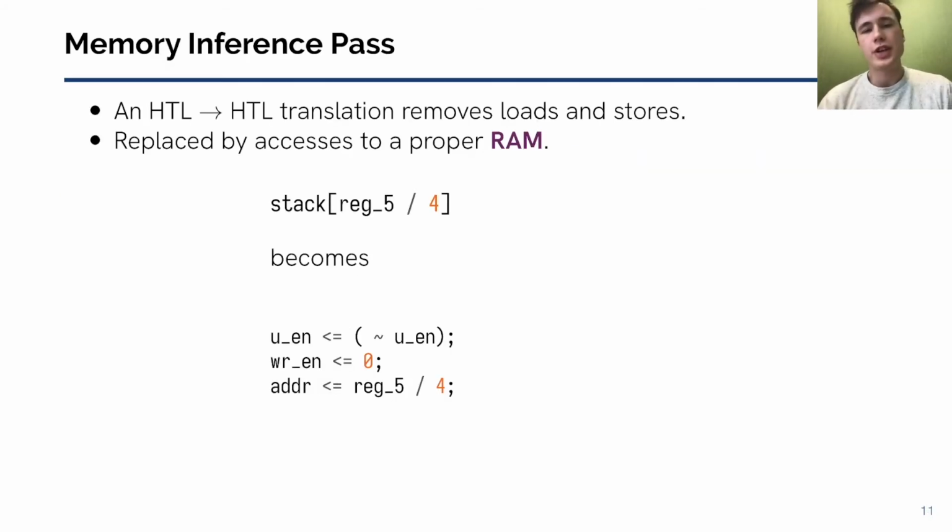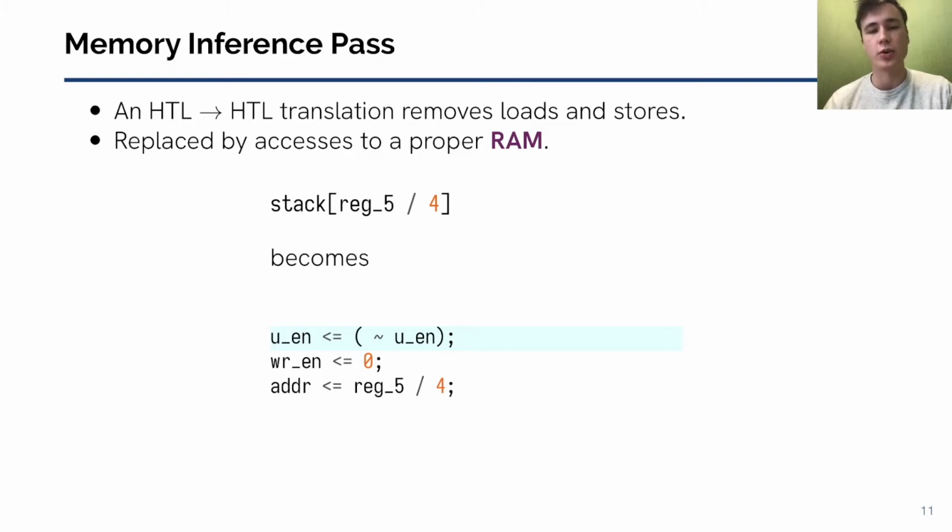So once we've got HTL, we can perform some slight optimizations on the HTL code. The main one being proper RAM inference, so that we get low area usage on the FPGA, because a lot of the large data can just be put into the special RAM blocks. This is done by basically translating direct accesses to the stack array, and these become separate signals into the abstract RAM block that we have in HTL. And we then control the signals to be able to perform the same operation.